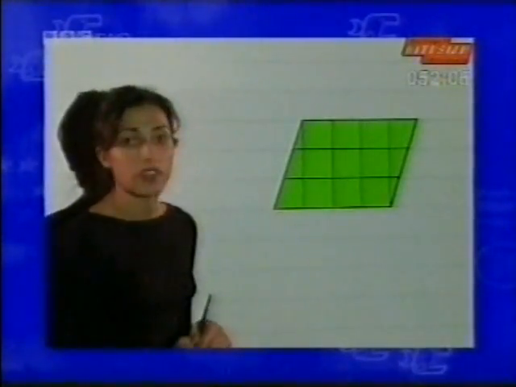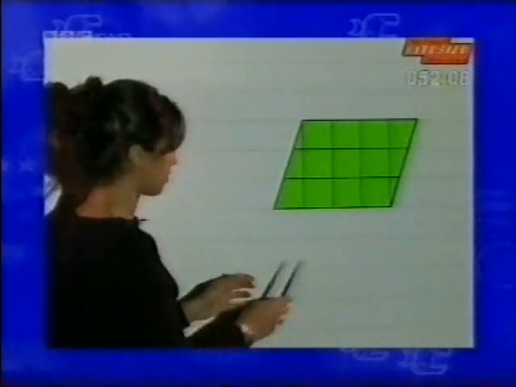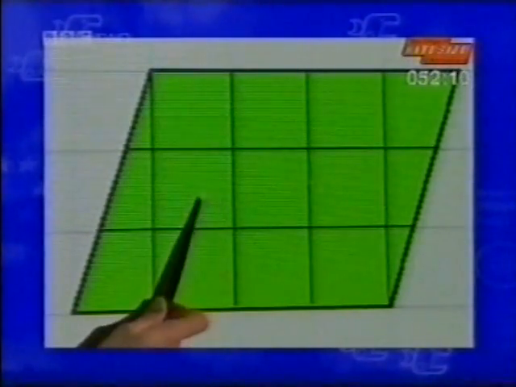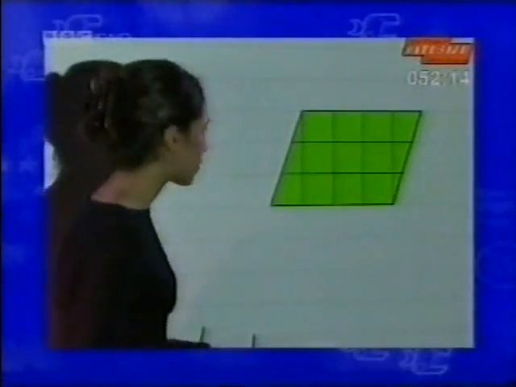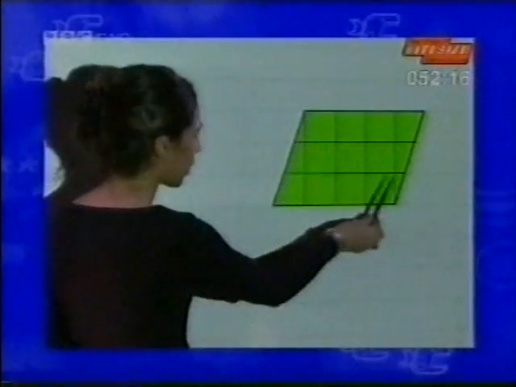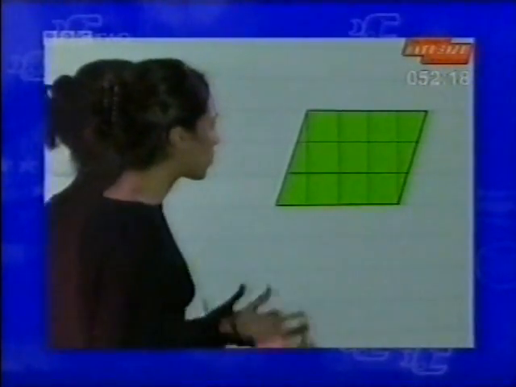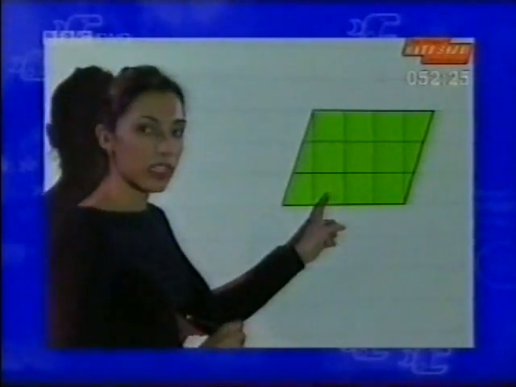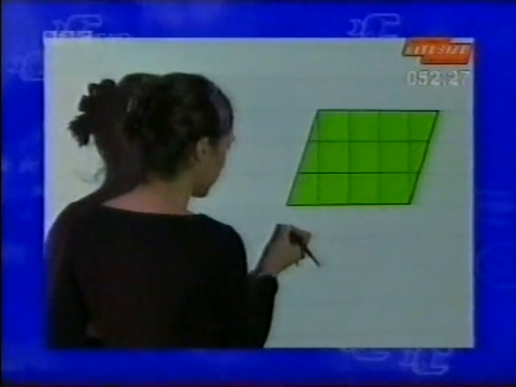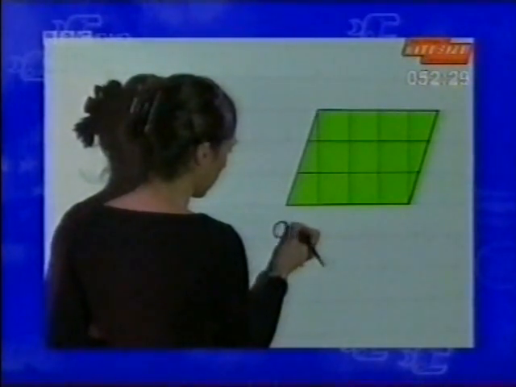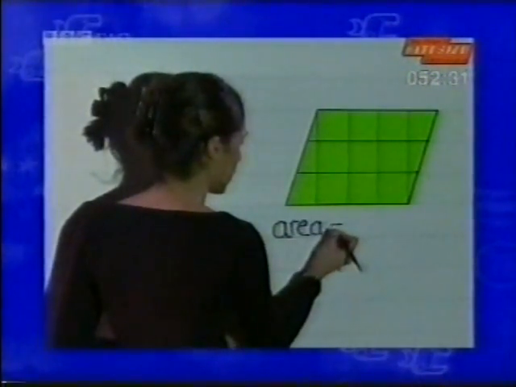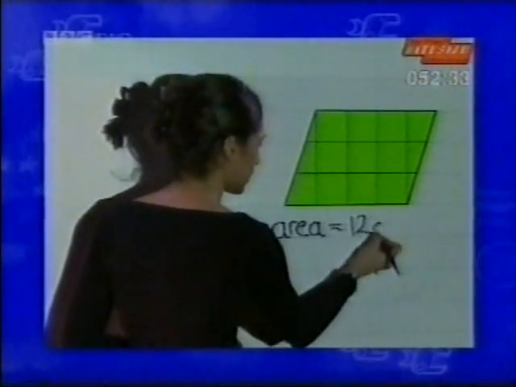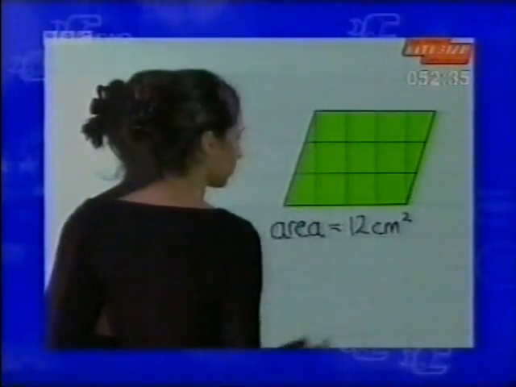First thing we do is we count the number of whole squares that we've got. So we've got 1, 2, 3, 4, 5, 6, 7, 8, 9 whole squares. Now let's count the part squares. It's 1, 2, 3, 4, 5, 6. Now if we put those together, in this case they add up to 3 whole squares. So those 3 whole squares plus the 9 we've already got gives us 12. So the area of this shape equals 12 centimetres squared.